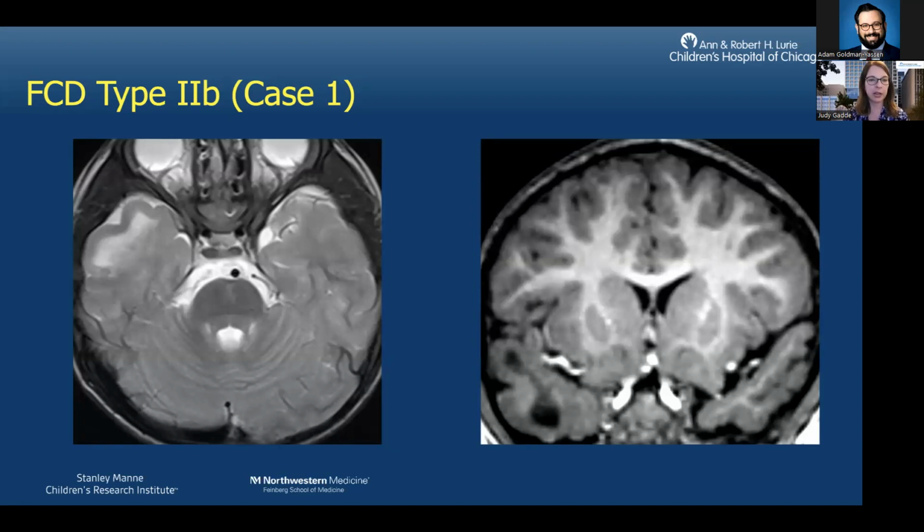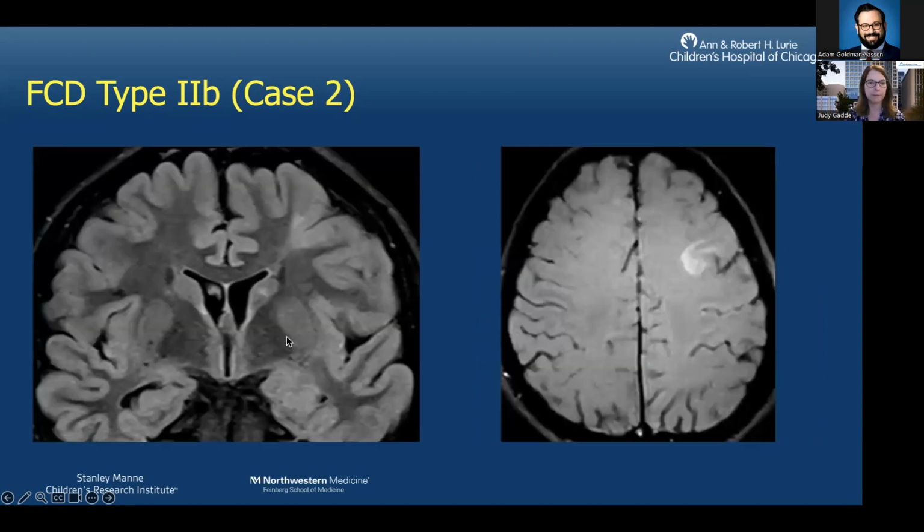Here's our first case of type 2B. I think this one's not as subtle. So here in this right temporal lobe, we can see abnormal T2 hyperintensity in the subcortical white matter. We can also notice thickening of that cortex. And then on the coronal T1 here, we have abnormal T1 hypointensity in the white matter. And again, this is type 2B.